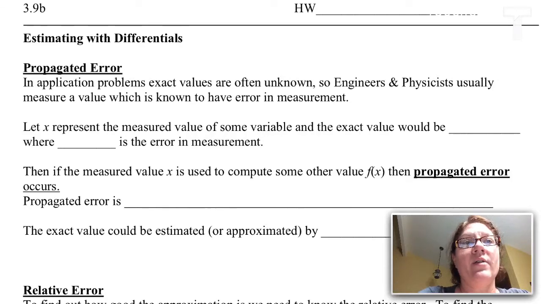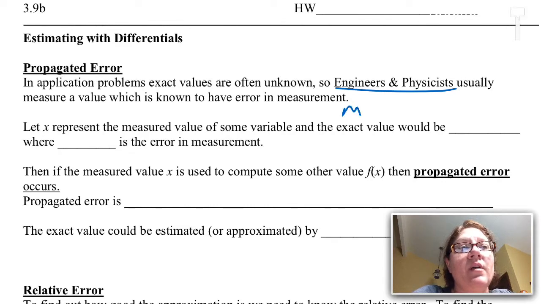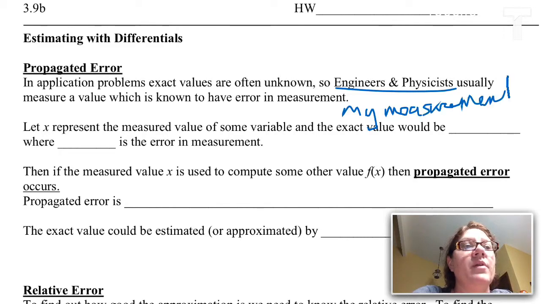So let's look at how differentials can actually get used in real life, mostly by engineers and physicists. So, me being human, if I measured something, I would probably be off. So here's what it would look like. My measurement would be the exact amount plus the amount of error that I made.